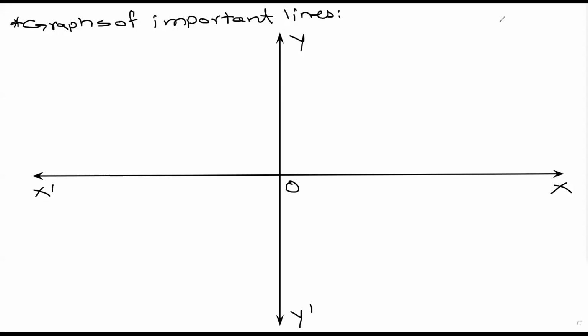Okay, so what is the equation of the x-axis? Y is equal to 0. And what is the equation of the y-axis? X is equal to 0. Correct. We'll see what we mean by that. Now I'll draw two lines parallel to the x-axis, one above the x-axis and one below the x-axis.